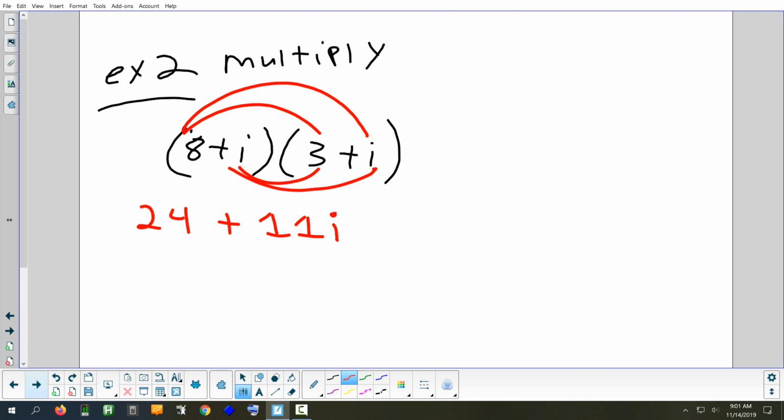i times i. Megan, what is i times i? i squared. And what's i squared? Negative 1. So I'm going to write that right away. Negative 1. Okay, so by doing it this way, I only have one more step and then I'm done, because I did 2 of the steps in my head as I went.